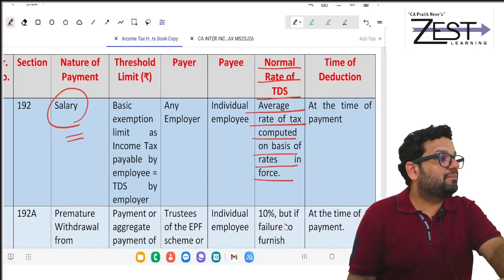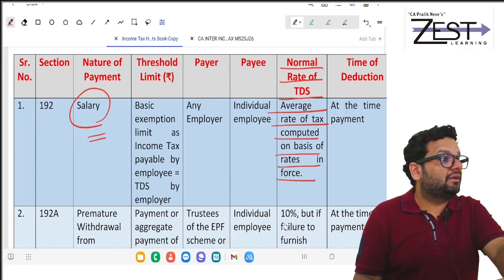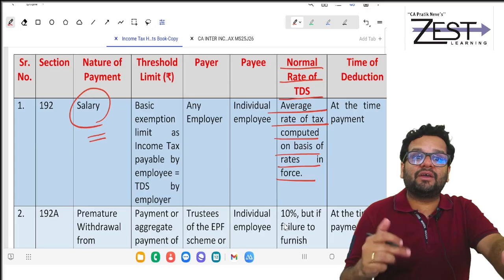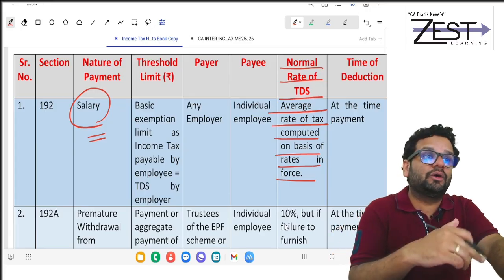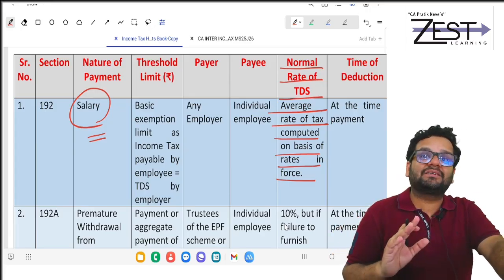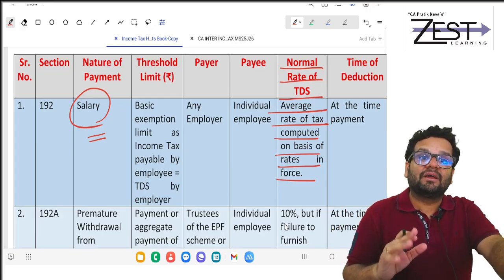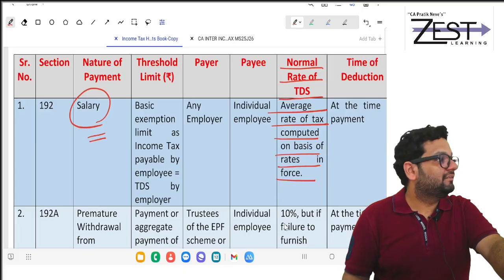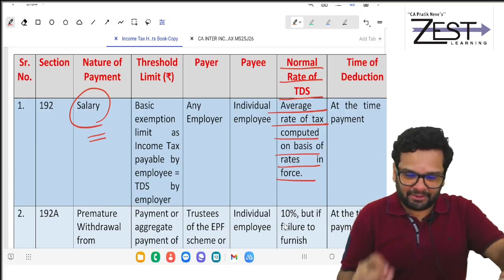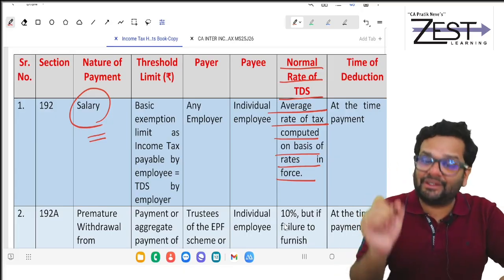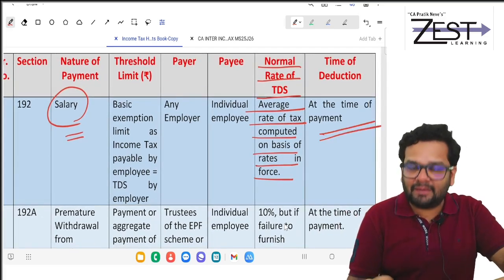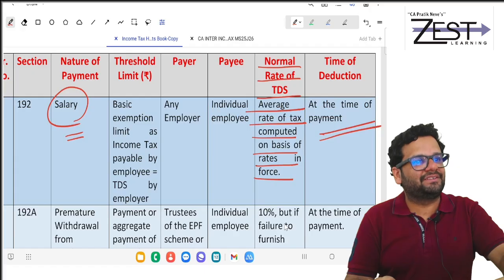So I should ask my employee, dear employee, are you going for 115 BAC or are you opting out? I should ask him in the month of April. See, I will tell you an example. And when should TDS be done? At the time of payment of salary.